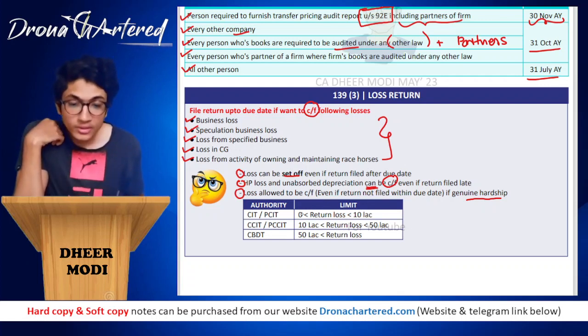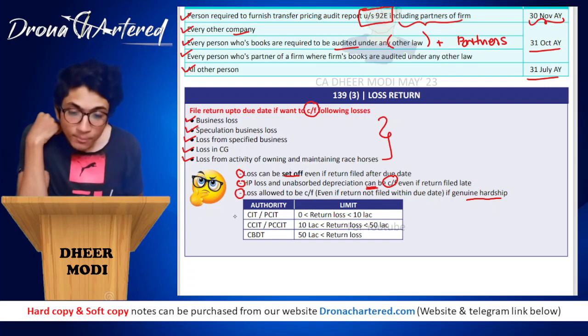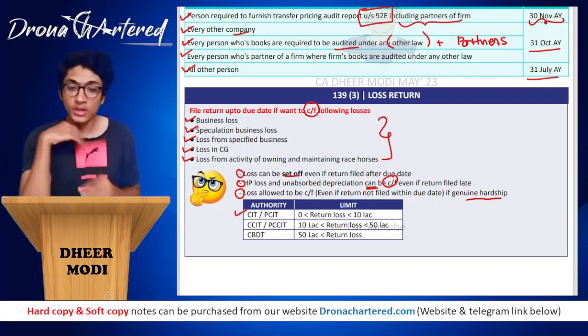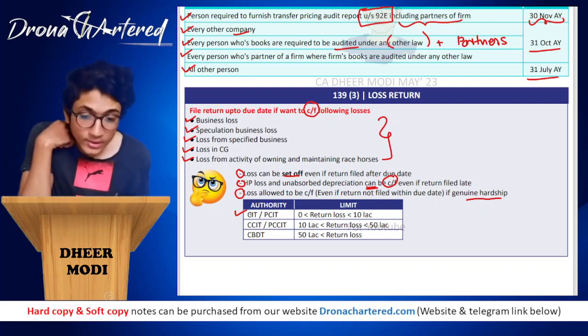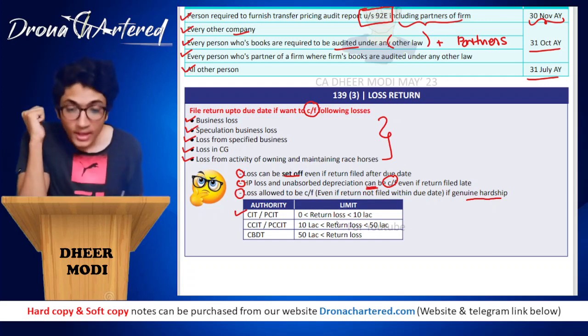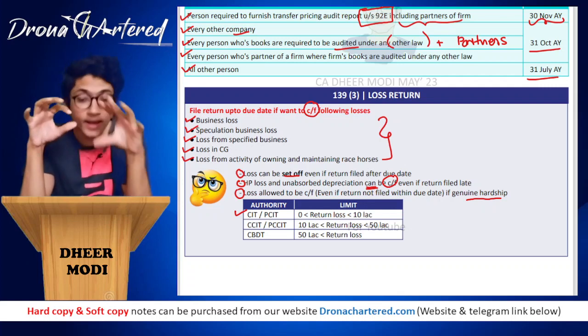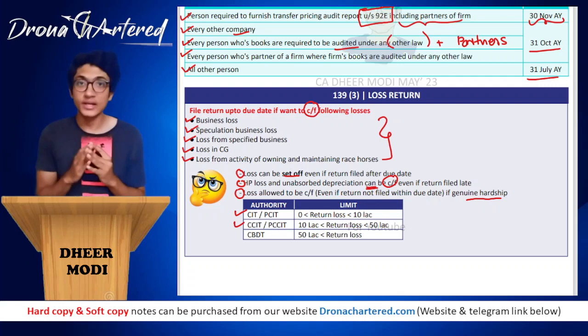So if your loss is from 0 to 10 lakh, you have to take approval. You have to take approval of CIT or PCIT. Okay. So we will be studying these terminologies. Don't worry. You have to take authority of CIT or PCIT if it is between 0 to 10 lakhs. If it is between 10 lakh to 50 lakhs, if your loss is between 10 lakhs to 50 lakhs, in such a case, you have to take CCIT or PCCIT. Okay.